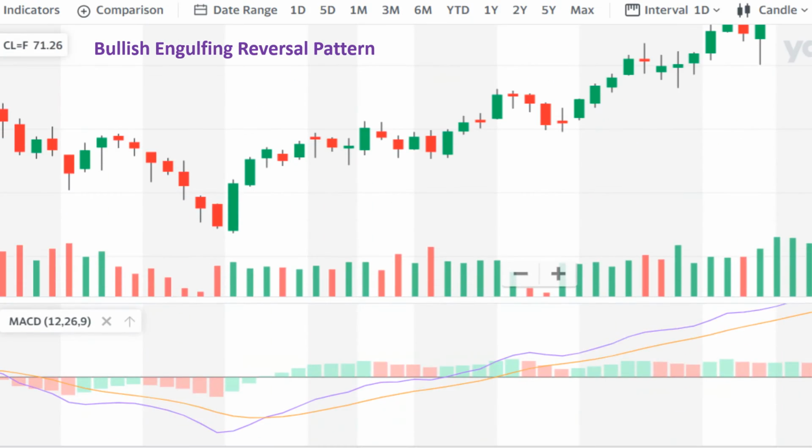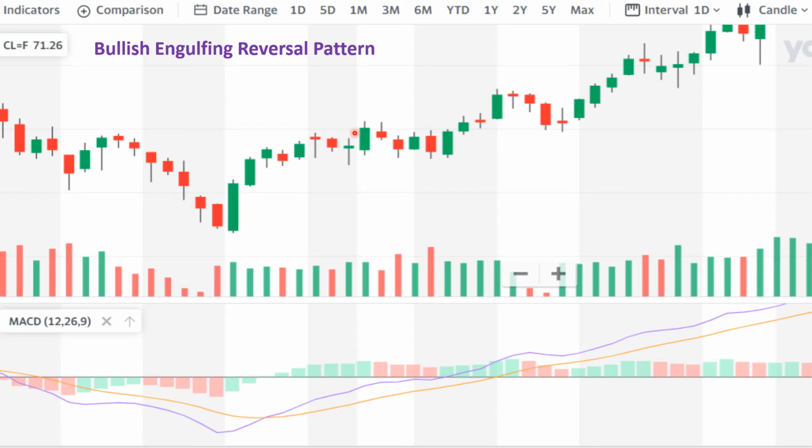Bullish engulfing reversal pattern. This is CL stock focusing on D1 time frame. We spot a powerful bullish engulfing pattern at the bottom of this downtrend right here, which caused a significant shift, propelling the trend to reverse its direction, going strongly upward.